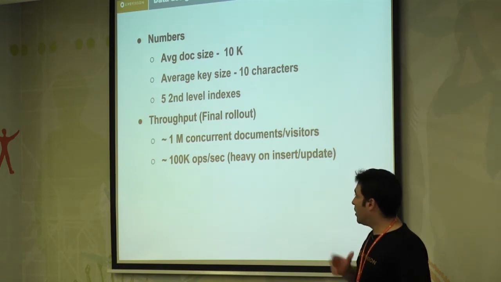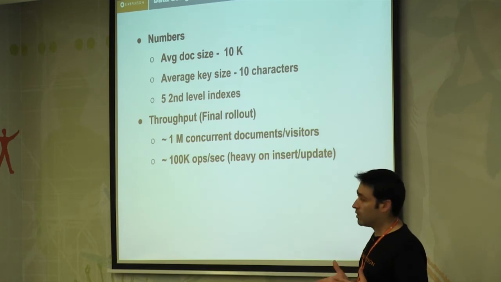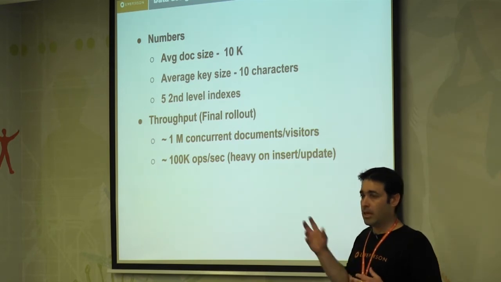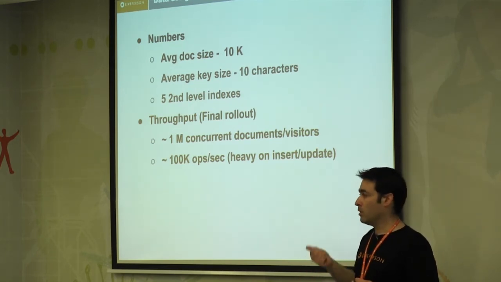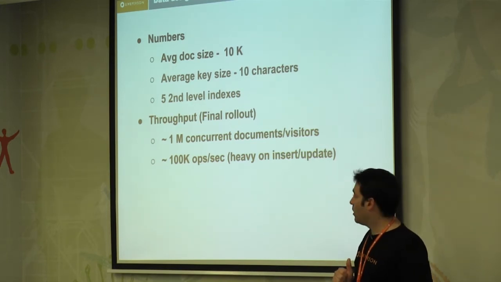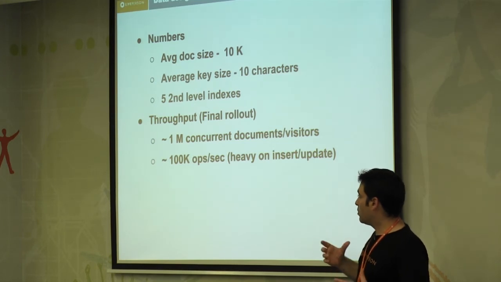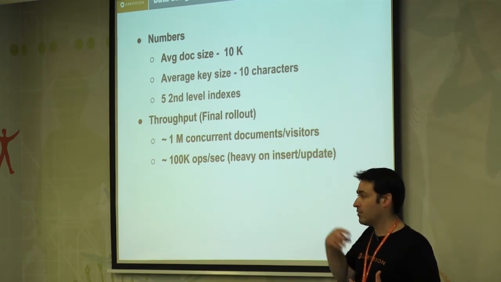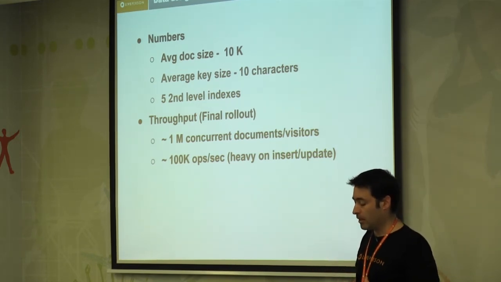As far as the average document size, it's about 10K. The key size is about 10 characters. We have about 5 secondary indexes. Those are the main indexes that are queried on the other side, on the API side. And when we get to the final rollout, the throughput numbers we're going to talk about are somewhere in the range of 1 million concurrent active documents, or active visitors, at a single time.